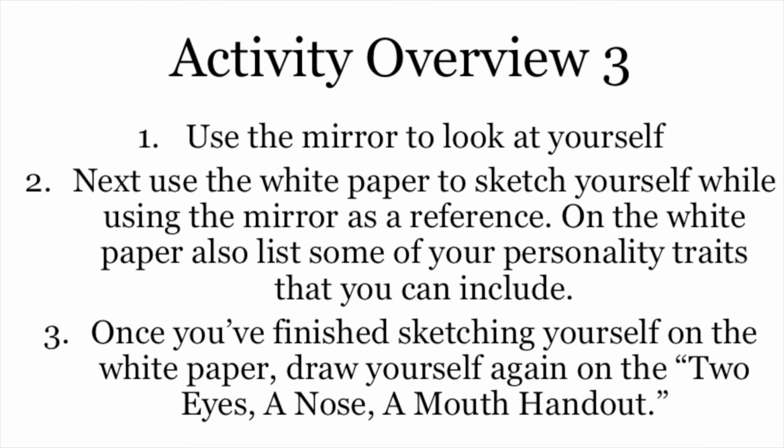So for activity overview 3, the last activity overview, we'll be going over the steps of this activity. So 1, you're going to want to use the mirror to look at yourself when you are drawing yourself. Next, for step 2, you're going to want to use the white paper to sketch yourself while using the mirror as a reference. On the white paper, also list some of your personality traits that you can include. And then finally, step 3, once you finish sketching yourself on the white paper, draw yourself again on the 2 eyes, a nose, a mouth handout, which can be found in the description of this video.